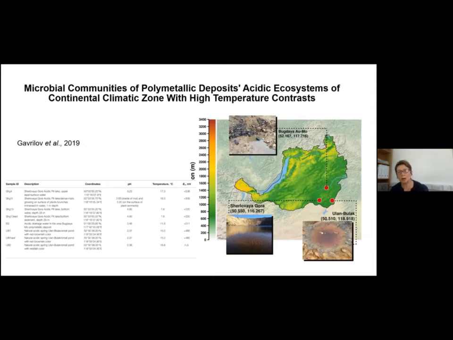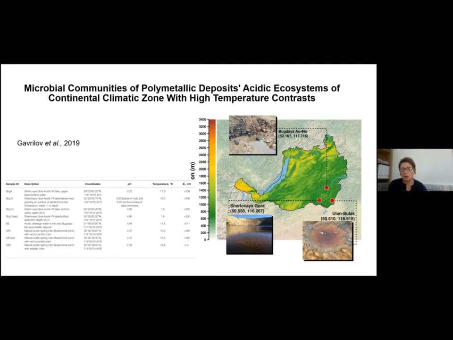Another study of ours, of the microbial community of polymetallic deposits of acidic ecosystems of the continental climatic zone located in Trans-Baikal, showed that the presence of archaea was relatively small here. And why this environment was quite interesting for us is that it is characterized by huge differences in temperature between winter and summer, something between -30 and +22.